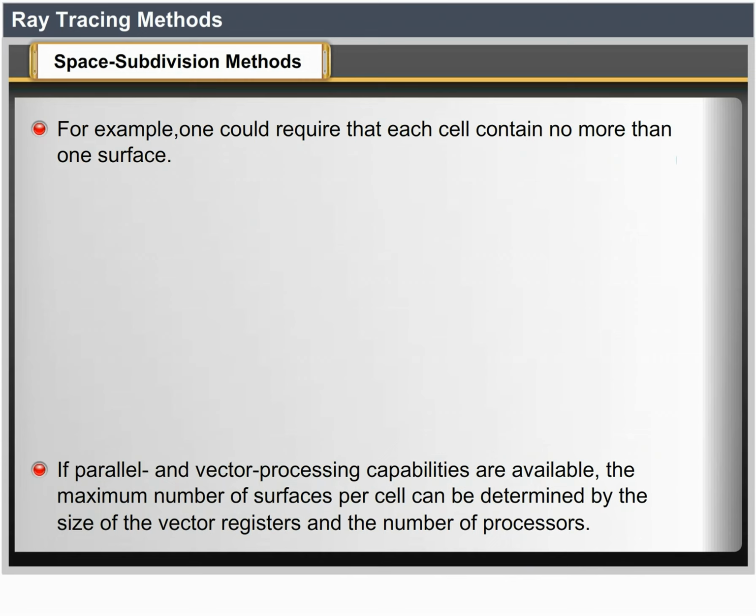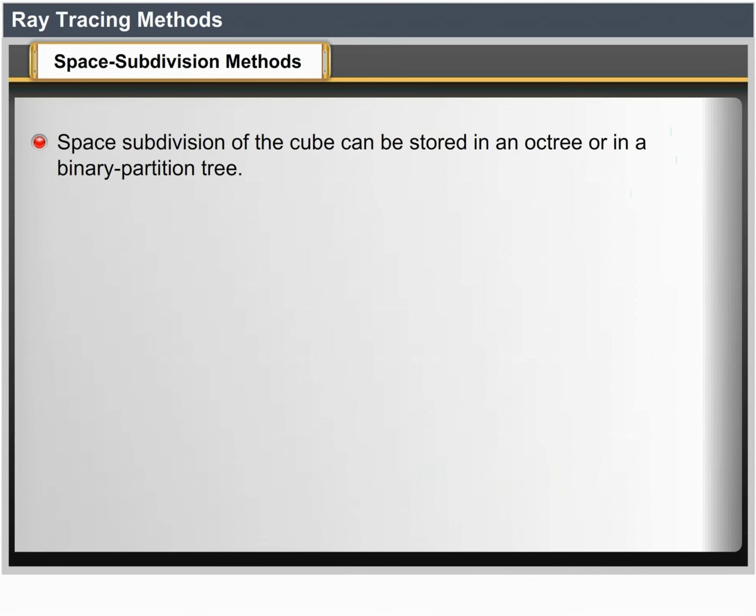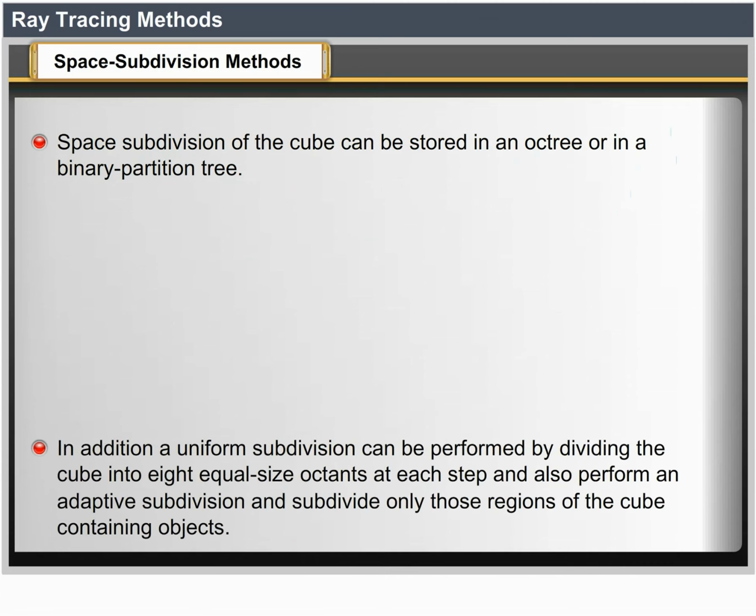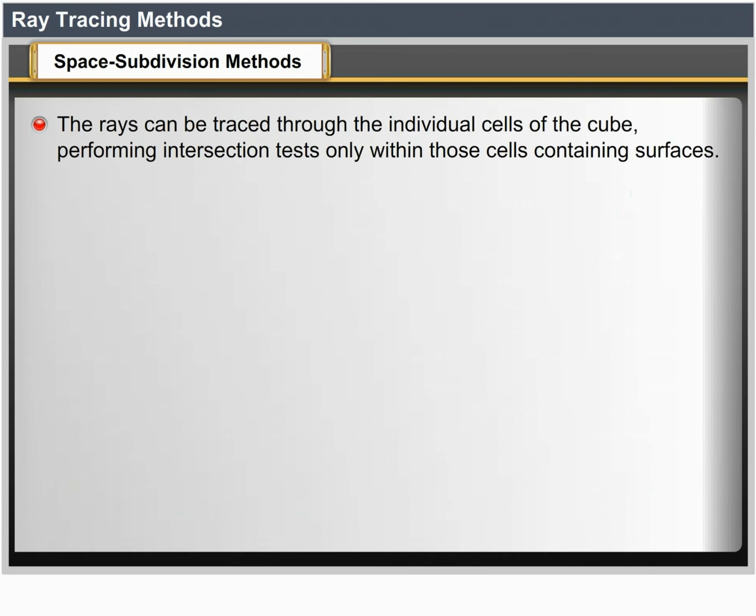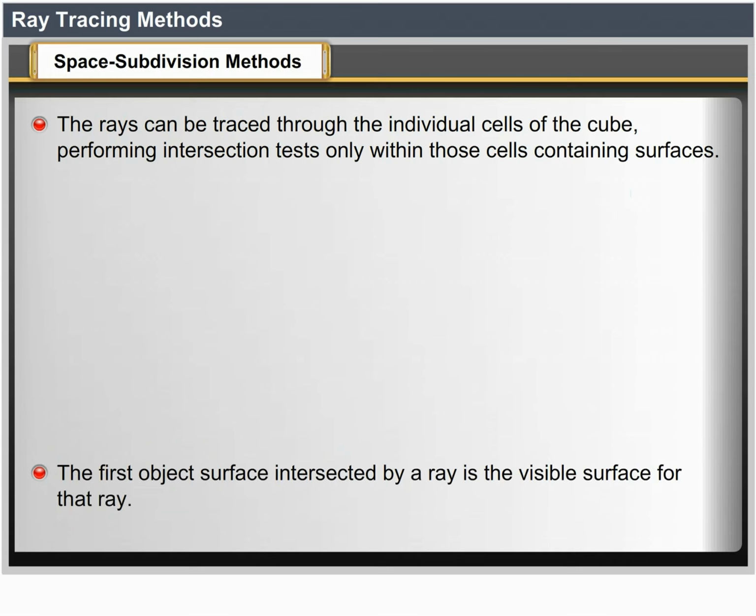Space subdivision of the cube can be stored in an octree or in a binary partition tree. In addition, we can perform a uniform subdivision by dividing the cube into 8 equal-size octants at each step, or we can perform an adaptive subdivision and subdivide only those regions of the cube containing objects. We then trace rays through the individual cells of the cube, performing intersection tests only within those cells containing surfaces. The first object surface intersected by a ray is a visible surface for that ray.